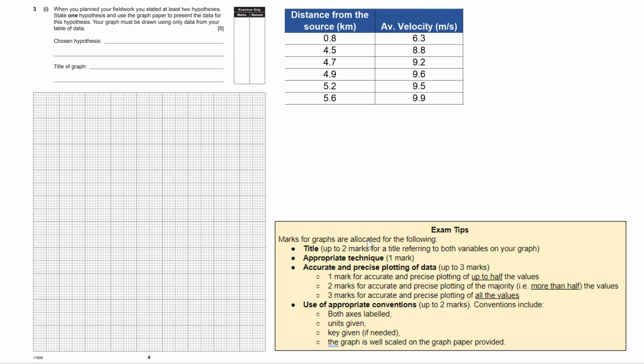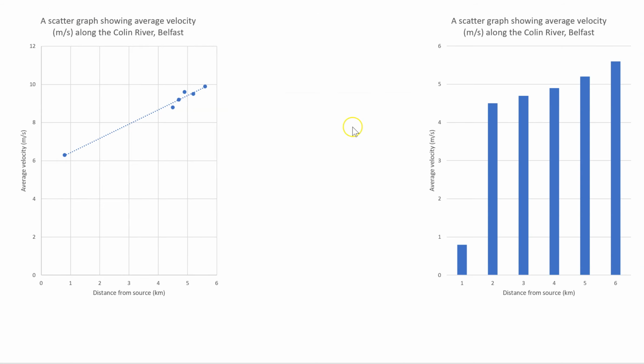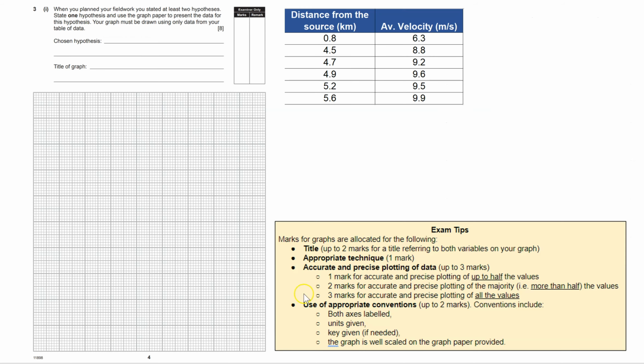Practice, practice, practice. So, just as a quick reminder, 2 marks for the title. Title referring to both variables in the graph, which is distance from the source and average velocity. The appropriate technique, well, we've already covered that. We know the appropriate technique is your scatter graph, so you know you're getting the mark for that one.